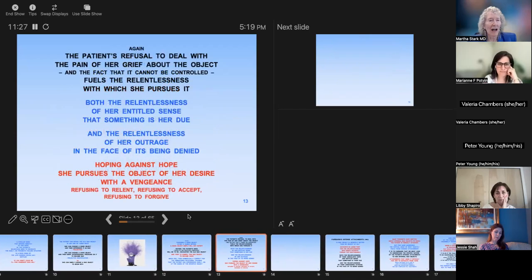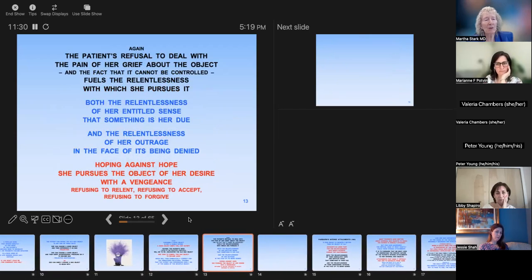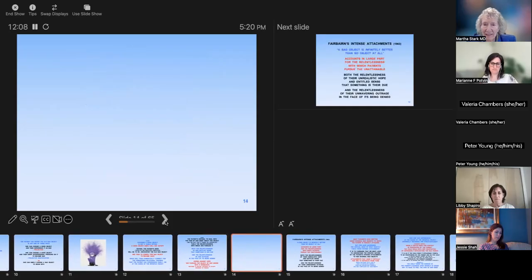that the patient had experienced early on at the hands of the infantile object. Next, please. Again, the patient's refusal to deal with the pain of her grief about the object and the fact that it cannot be controlled fuels the relentlessness with which she pursues it. Both the relentlessness of her entitled sense that something is her due and the relentlessness of her outrage, I think a narcissistic outrage, in the face of its being denied. Hoping against hope, she pursues the object of her desire with a vengeance, refusing to relent, refusing to accept, refusing to forgive.